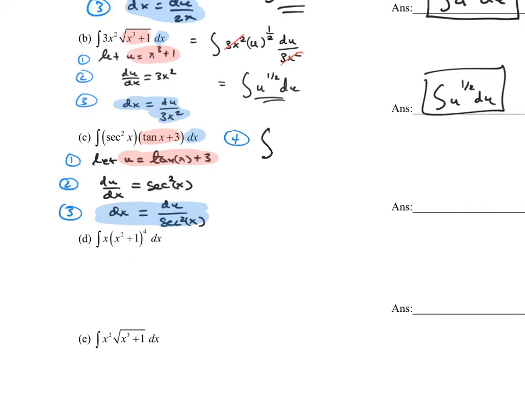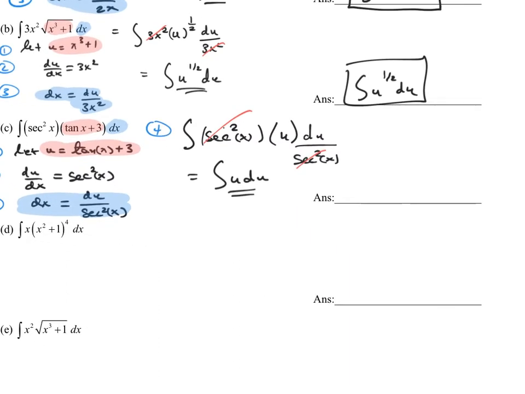So this would be the integral of, well, secant squared of x wasn't anything, so let's just write secant squared of x. And then we have, instead of tangent x plus 3, that's what u was. And then instead of dx, we have du over secant squared of x. Notice what happens. The secant squared of x simplifies, and you're left with the integral of u du. Again, that would be super easy to integrate. It would be u squared over 2 plus c, and back substitute for u. But again, that is not what this problem asked for. It just wanted us to set it up.